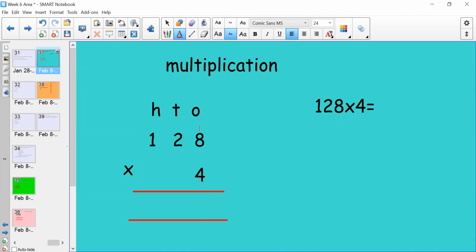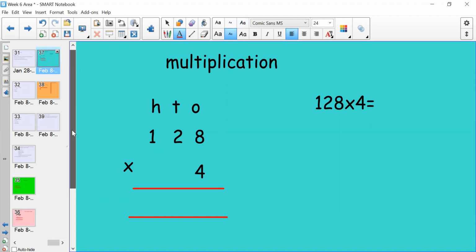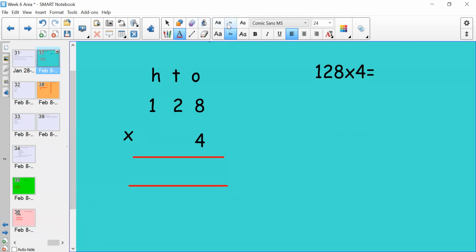Okay, and again, we start in the ones column. So we can start with 8 times 4. So 8 times 4 is 32. So we can't put 32 here, so we regroup it as well, 30 and 2. Okay, then we do the tens column. So we've got 4 times 20. So remember that stands for 20, but we can use 4 times 2 to help us. So 4 times 2 equals 8, then 4 times 20 is going to equal 80.